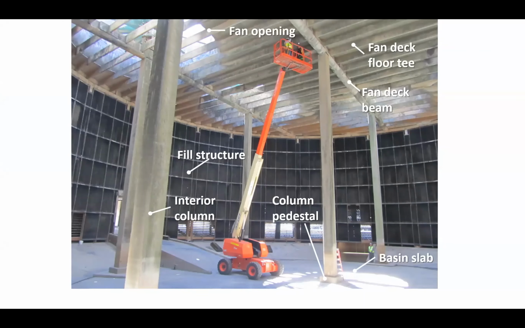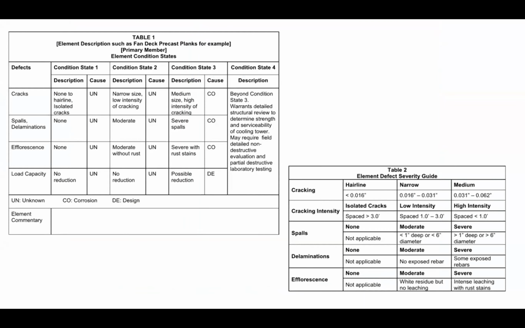If you were to do that on an element by element basis, you could use the same methodology here. Here's an example for a fan deck with precast planks. What are the types of distress you might see? Cracking, spalling, delaminations, efflorescence, perhaps it's sagging. You want to evaluate the load capacity.